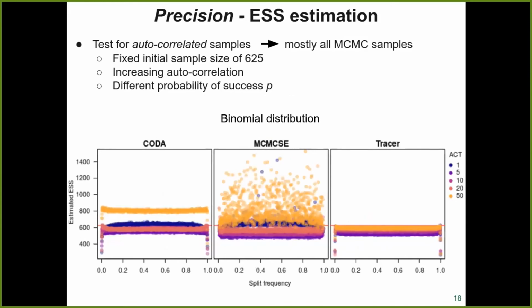We also tested for the binomial distribution, but here this figure represents a different test. So we fixed the initial sample size at 625, and we varied the autocorrelation and the probability of success P. And also for the binomial distribution, we see Tracer was more stable and reliable to estimate the ESS.